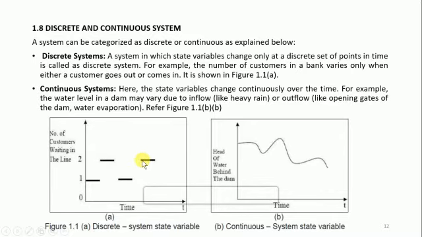So the customer became 2. So it means that it was stable previously. After some time it changed. This is called a discrete event or a discrete system.